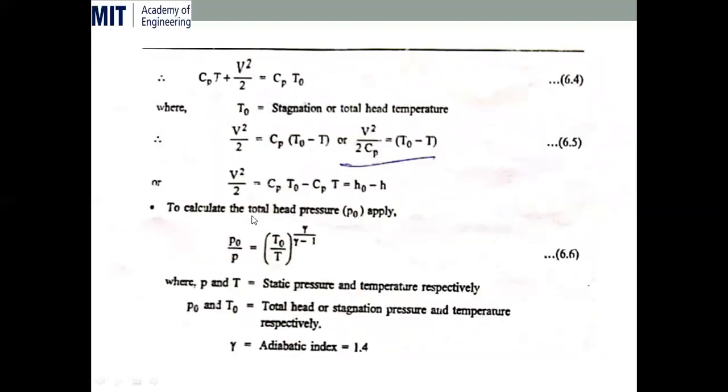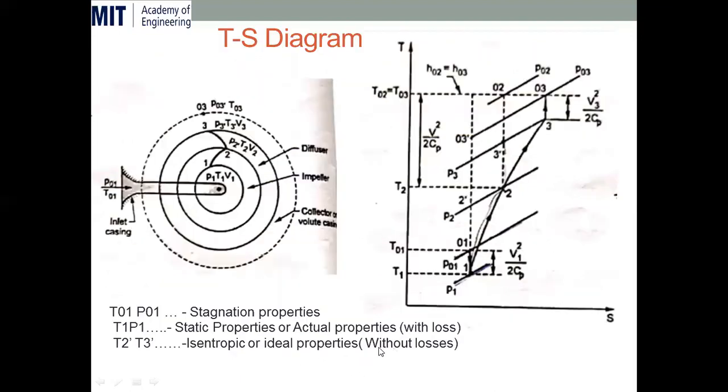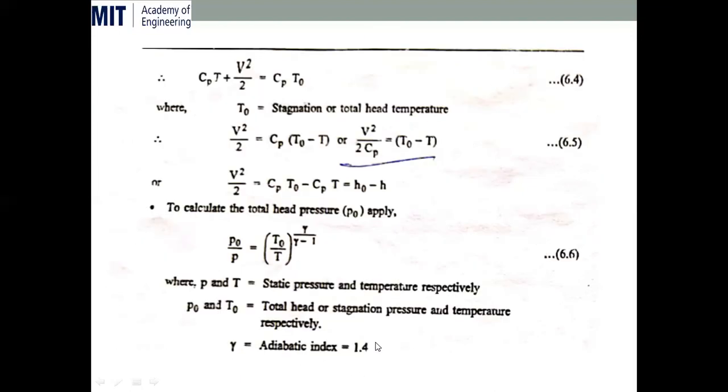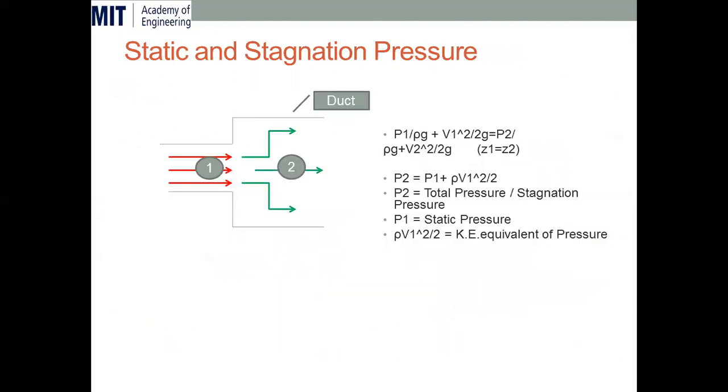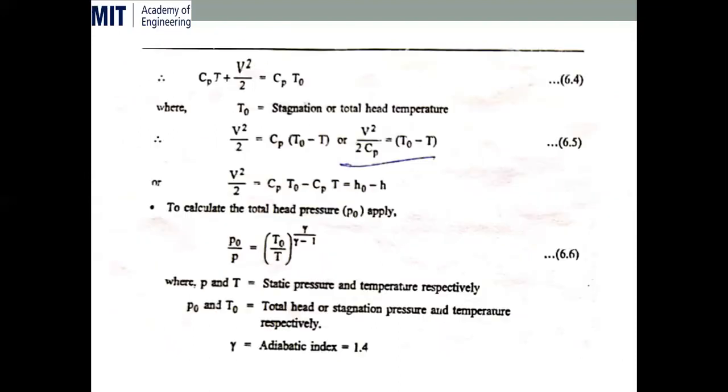There is a basic formula because the adiabatic process is there. So while solving numericals, you should know these things in terms of the pressure and temperature variation for the adiabatic process. This is the usual formula, and since you are dealing with air, the adiabatic index is equal to 1.4. So these are the static and total head properties for the compressor.